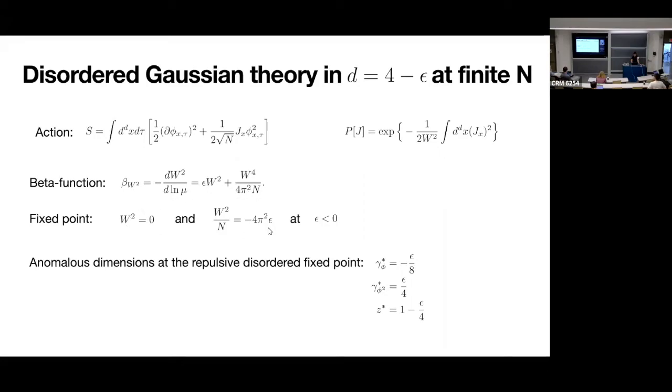It shows there are two fixed points. One is the clean one, and the other one is located at minus 4 pi squared epsilon. So notice when epsilon is positive, below 4 dimensions, where the disorder is relevant, this fixed point is not physical. But when epsilon is negative, above 4 dimensions, we find a physical disorder fixed point. Since it's above four dimensions, the disorder fixed point is repulsive. Nevertheless, we can compute some anomalous dimensions and the dynamical exponent at this fixed point.